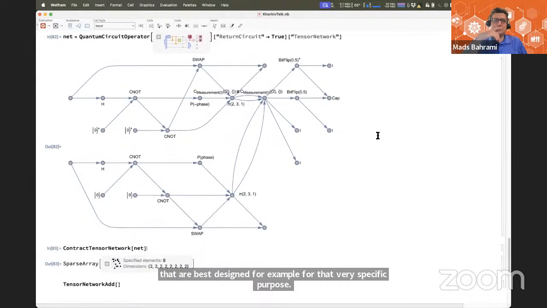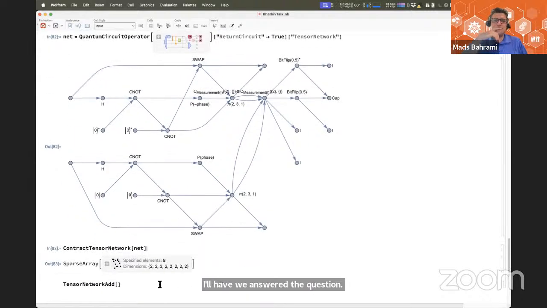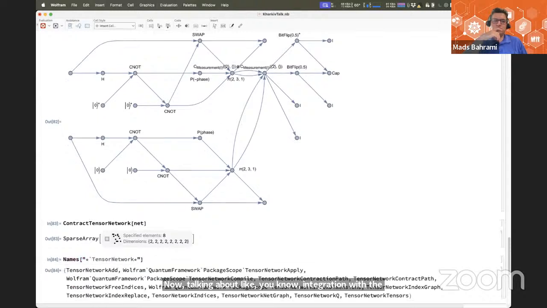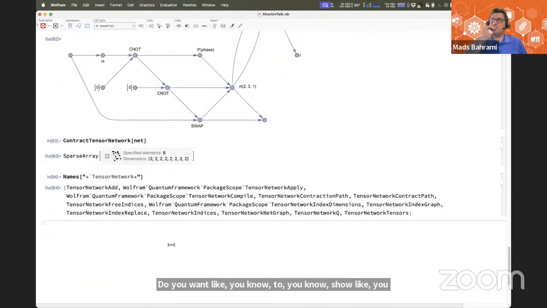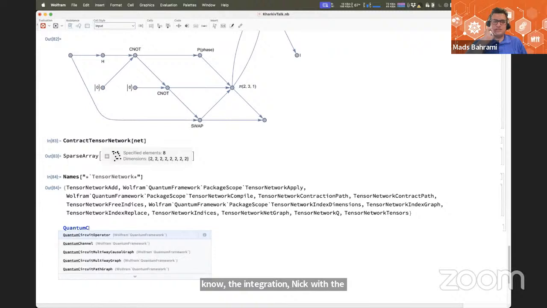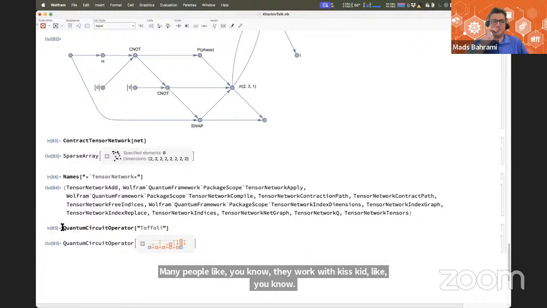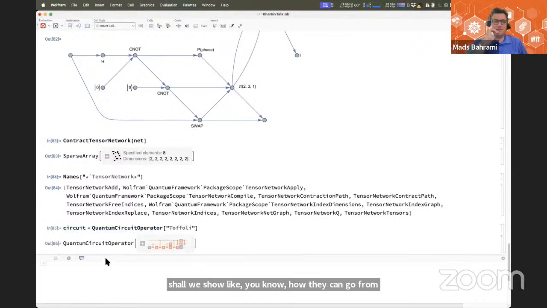Let's see. Now, talking about integration with other platforms, do you want to show the integration, Nick, with, for example, the elephant in the room, Qiskit? Many people work with Qiskit. Shall we show how they can go from our framework into Qiskit and come back?